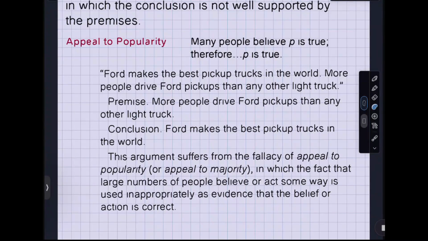So here, Ford makes the best pickup truck in the world. More people drive Ford pickups than any other light trucks. Premise: more people drive Ford pickup trucks than any other light trucks. Conclusion: Ford makes the best pickup trucks in the world. Why is this a fallacy?